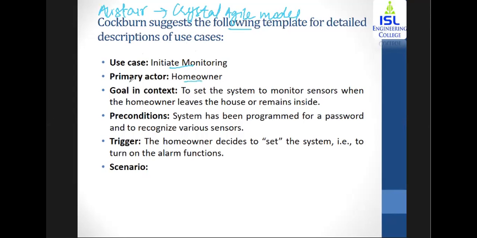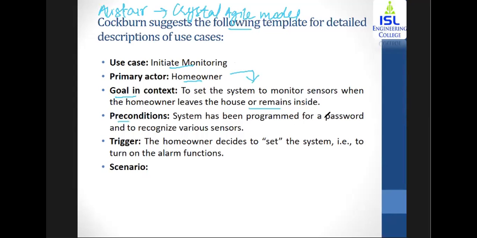The primary actor, who is the primary actor? You're going to identify the homeowner. What is the goal of this? To set up the system to monitor sensors when the homeowner leaves the house or remains inside. This is the goal. The homeowner wants to protect his house when he is staying within the house or moving out of the house. That is the goal.